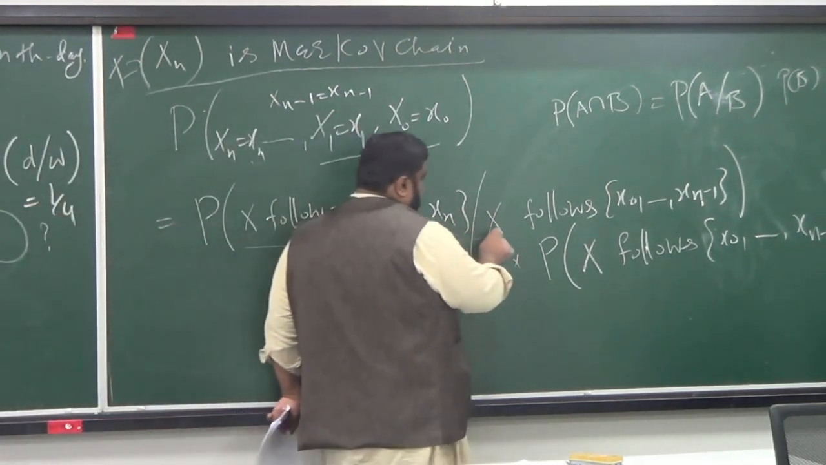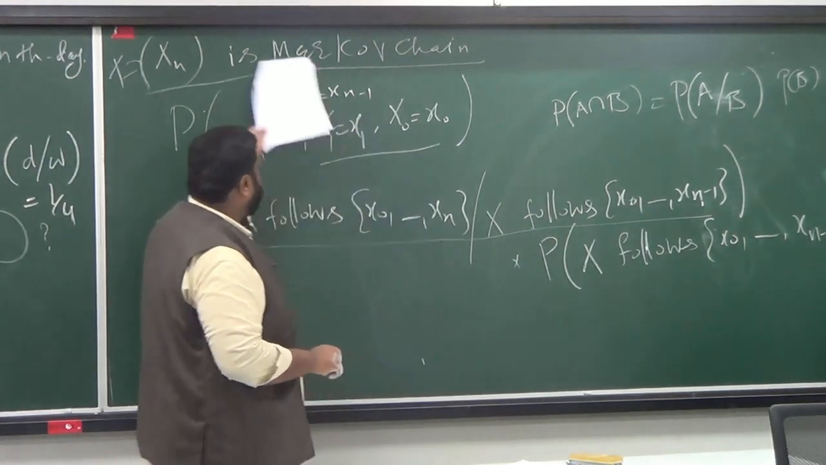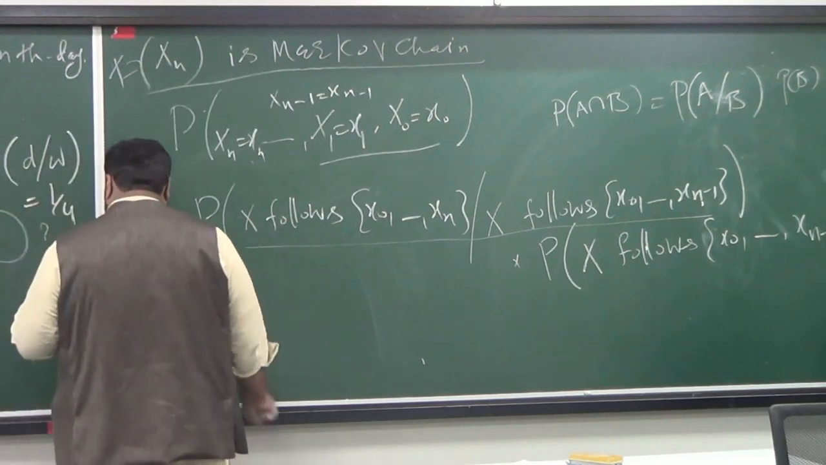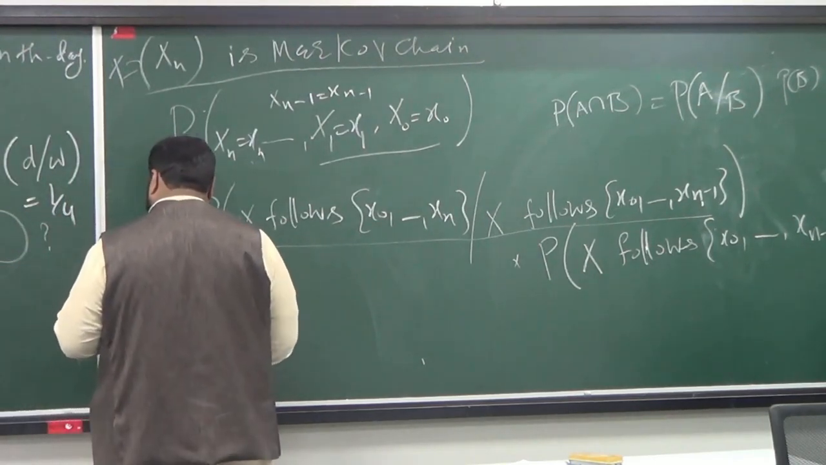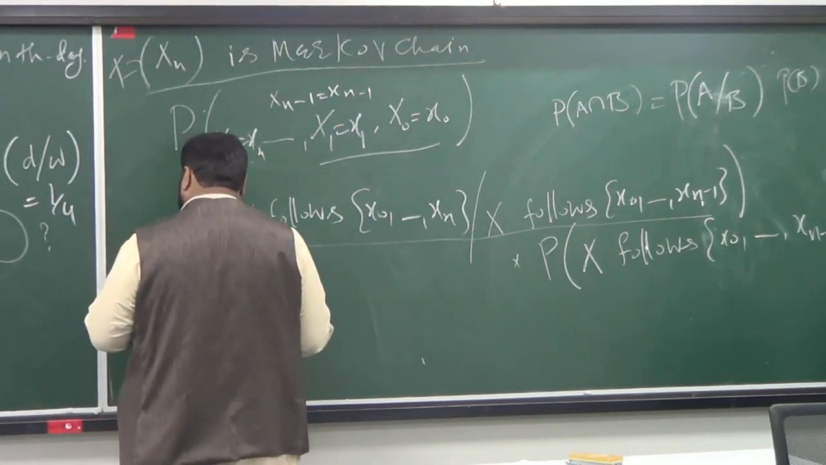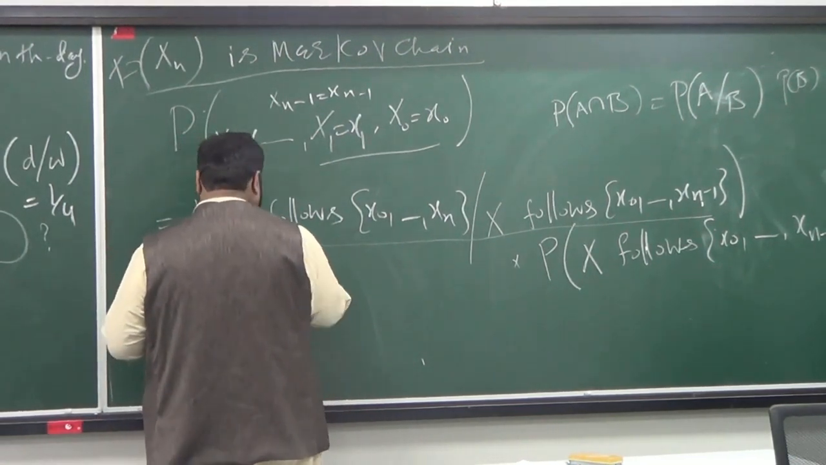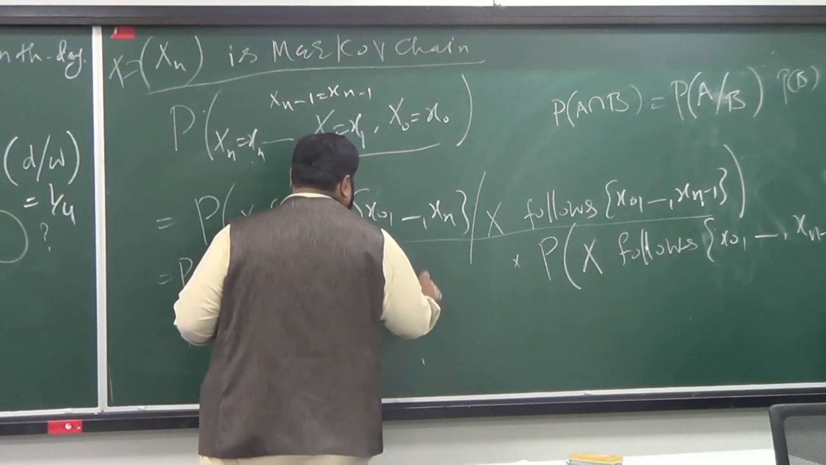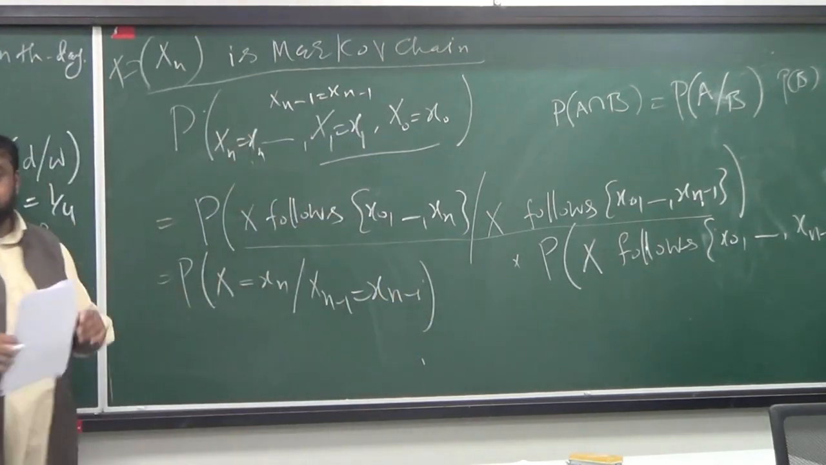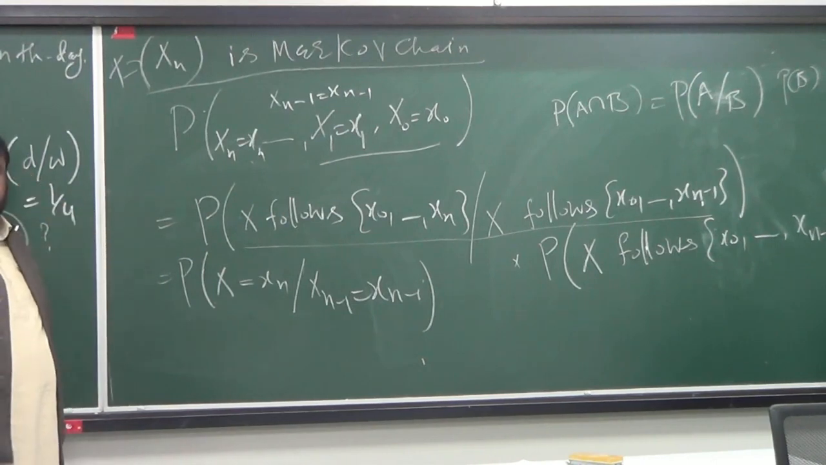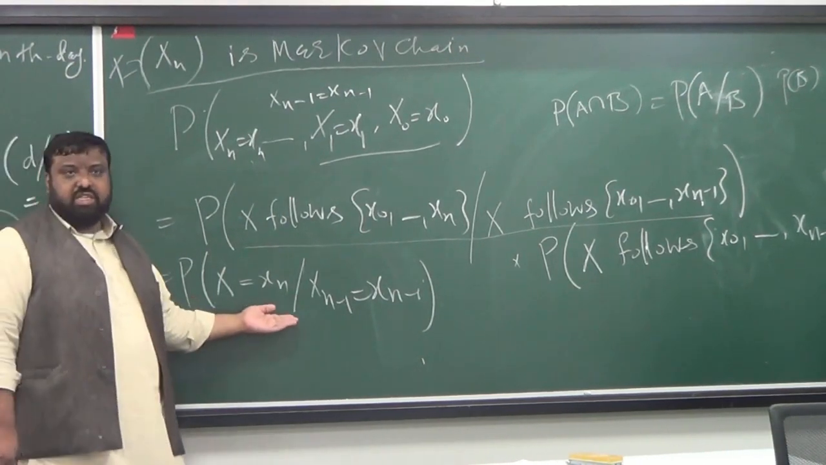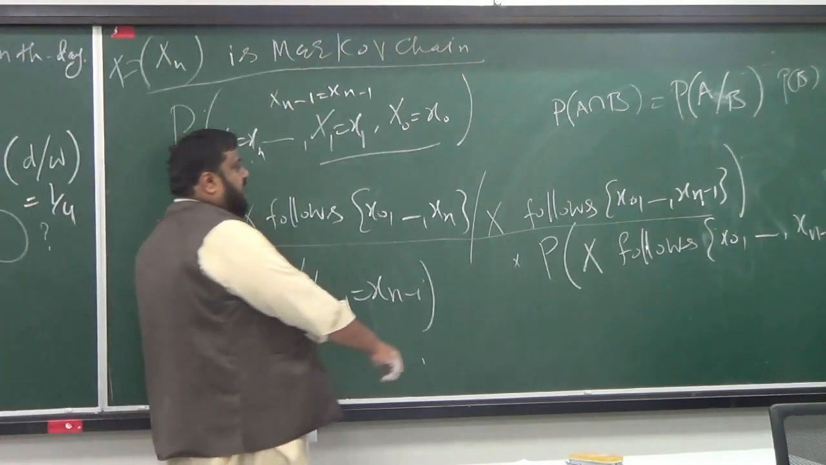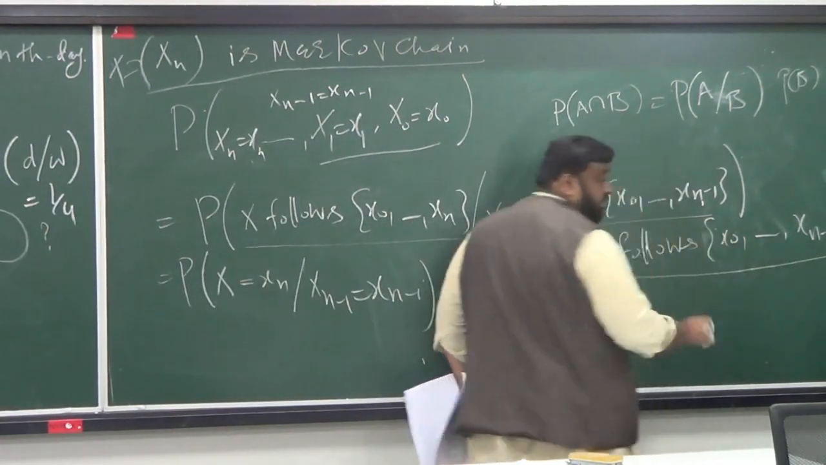Now what can I say about this guy now? If I say Xn is a Markov chain, this would be the same as saying that the probability that X is Xn given Xn minus 1 is Xn minus 1. You see that? It's a memoryless process. What can I do with this?